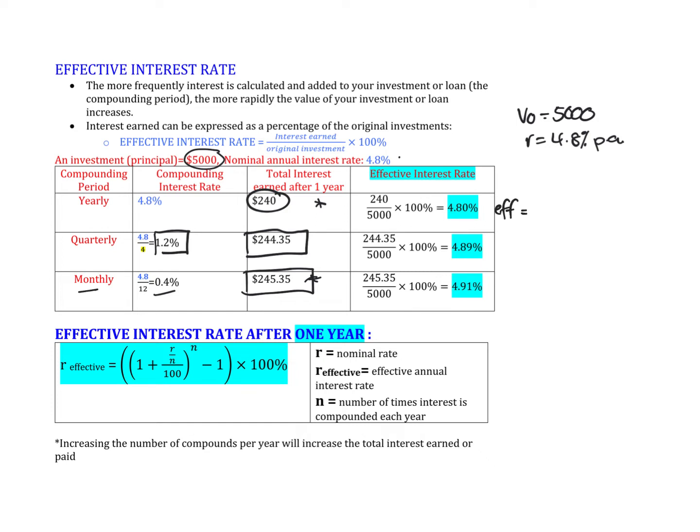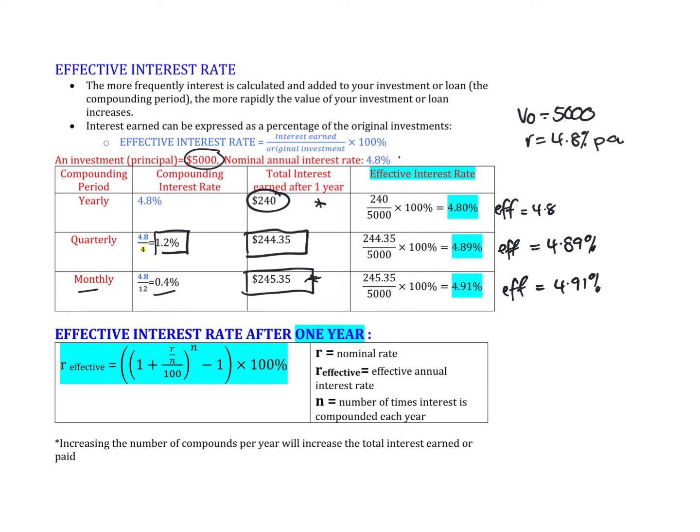If it was once a year, it should match the nominal, which it does, which is 4.8. When it was quarterly, the effective interest rate is 4.89, and when it was monthly, the effective interest rate was 4.91.